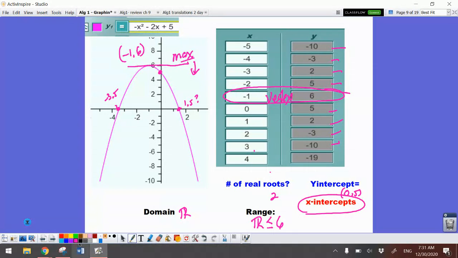Okay, and since I actually know what my vertex is, I can actually sketch in my axis. And the axis is going to be x equals negative 1 because it has to match that number. Okay, it has to match that number. And it's a frown because a is negative.